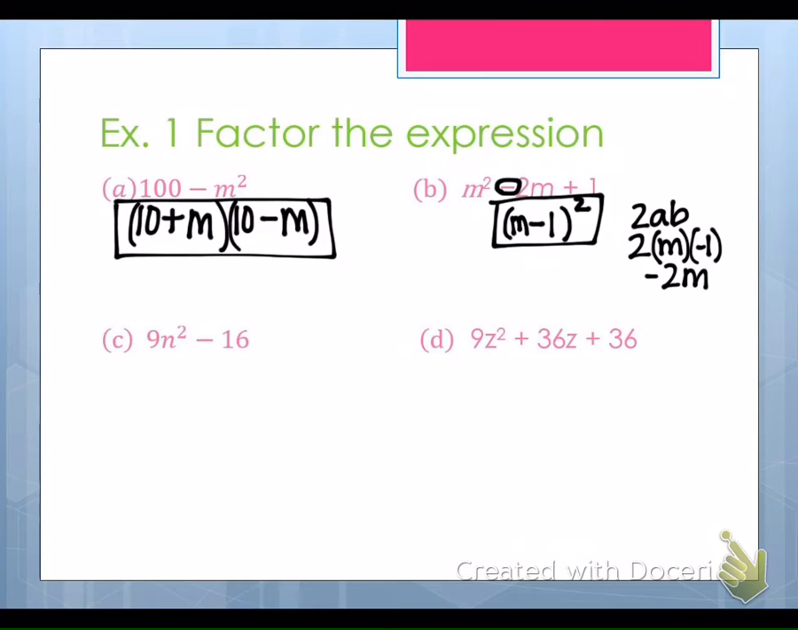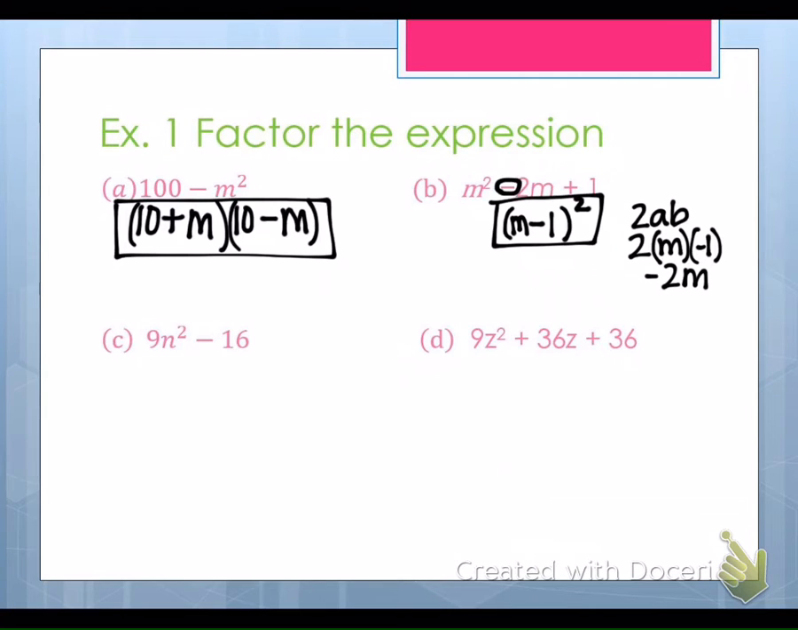Because what's going to happen is if we go back and do all that x factoring, we figure out all of our signs, we're going to get m-1 times m-1. And then we would have to condense our answer down to m-1 squared. Okay? But I'm not checking to see that you can, I'm checking that you recognize the special product and can do the shortcut to factor it. Okay? Let's look at letter C.